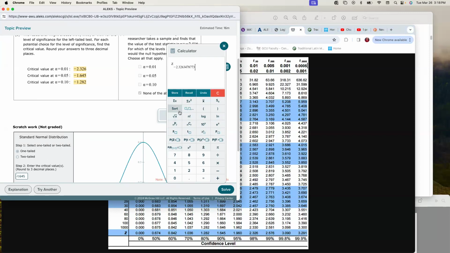So if I want 1%, like I said, in the left tail, that means I want 0.99 over here on the right. So this little subscript here has to be the area to the right. So the left tail is 0.01. That means the right tail is 0.99. And I just hit my enter key. And there we have that as well.